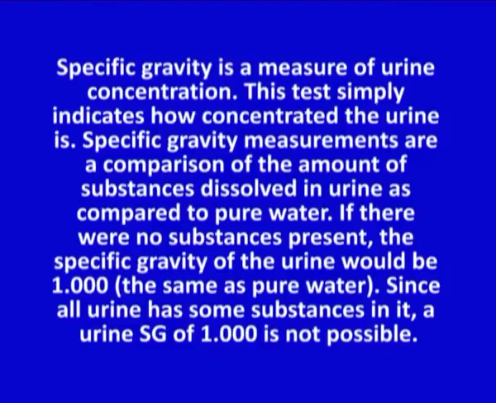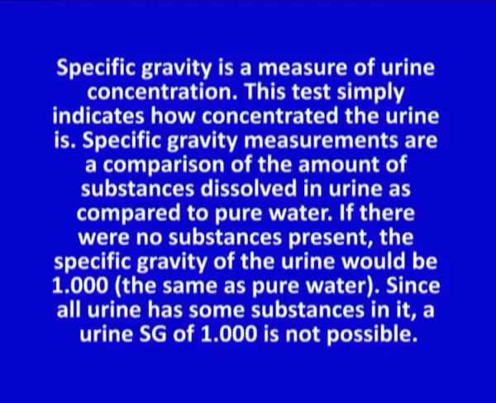Specific gravity is a measure of urine concentration. This test simply indicates how concentrated the urine is. Specific gravity measurements are a comparison of the amount of substances dissolved in urine as compared to pure water. If there were no substances present, the specific gravity of the urine would be 1.000, the same as pure water.